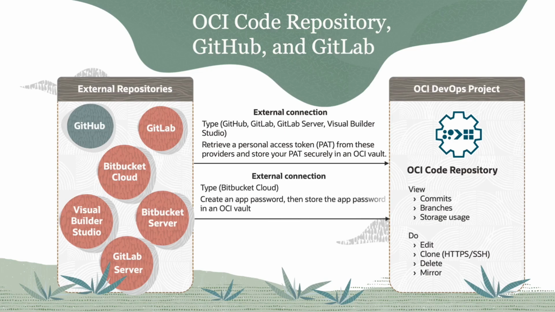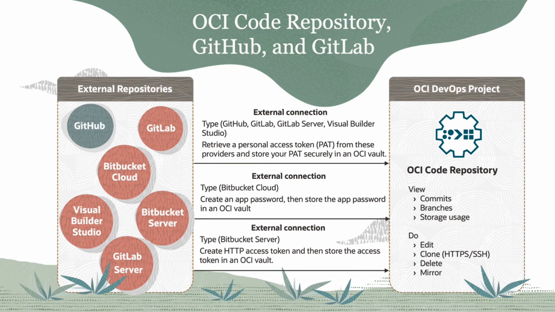In case you want to mirror a Bitbucket cloud, there you need your Bitbucket username and create an app password, which should then be stored in an OCI vault. And for Bitbucket server, you'll have to create an HTTP access token and then store the access token in an OCI vault.